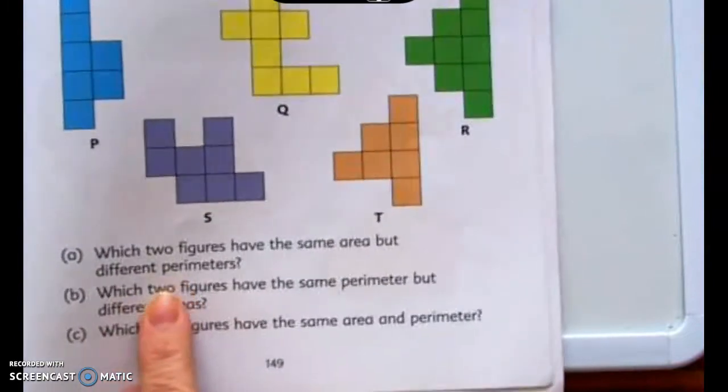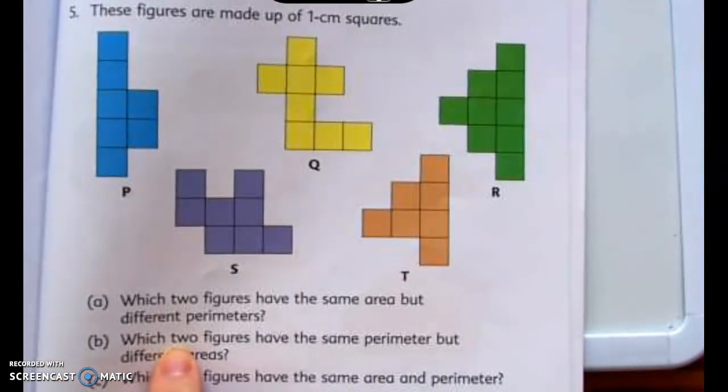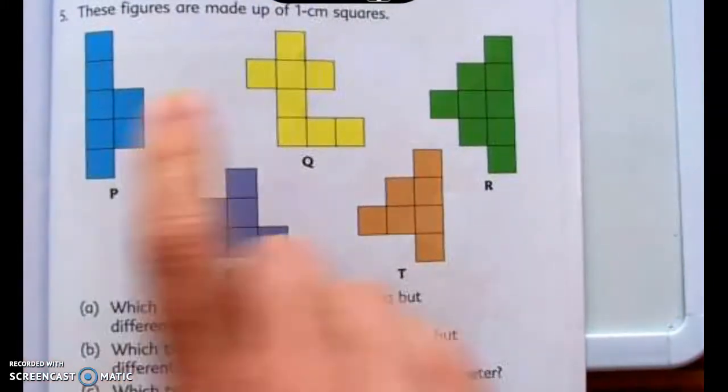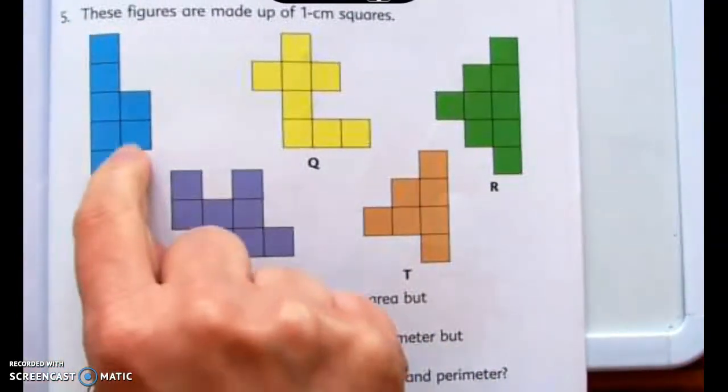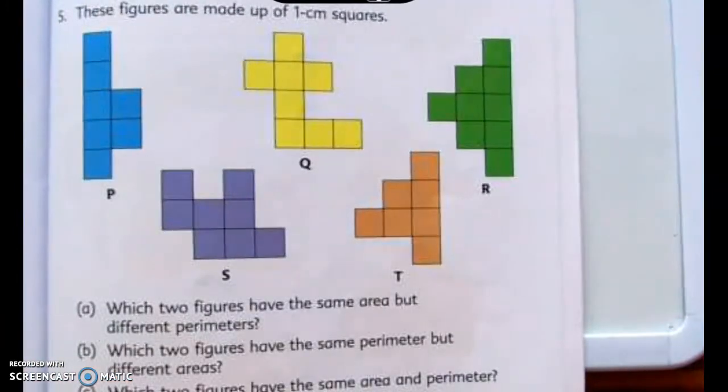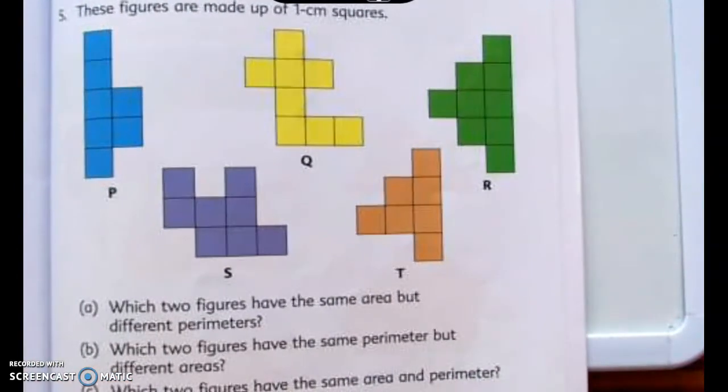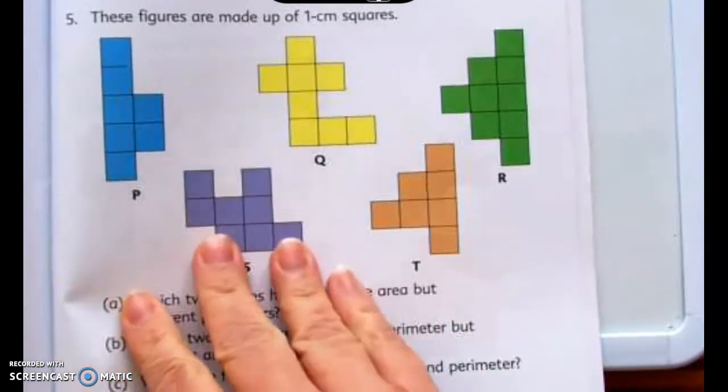Okay, so that's going to happen all the way along. And if they ask you questions like this, where which ones have the same area but different perimeter, well, you'd have to count all the boxes and see which ones have the same area. And then you'd have to count around the outside to see which ones have the same perimeter, and be able to compare things. So that's a really kind of fun activity.